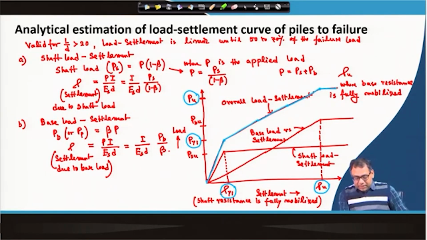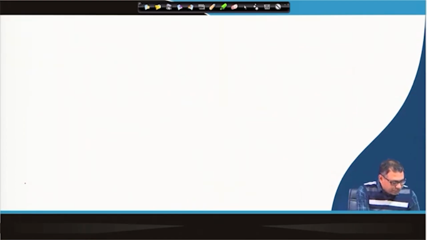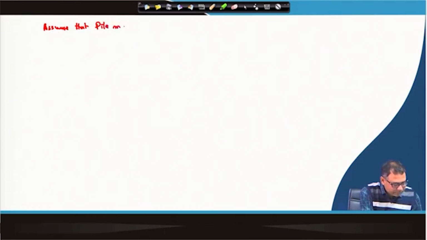Okay. So, now these things I have to derive, how I will get these points. So, now I have this settlement. Next, we will assume that the pile material is perfectly elastic.